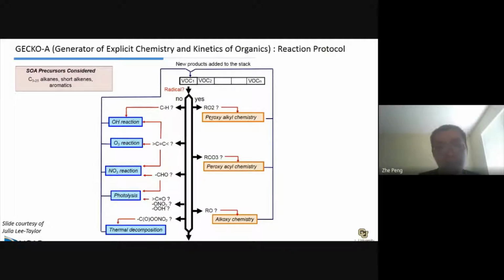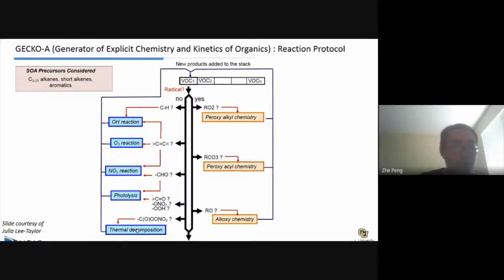The radicals it can treat include alkyl peroxy radical, acyl peroxy, and alkoxy. For VOCs with a C-H bond, it considers OH reaction. With those with a C=C double bond, it considers ozonolysis and NO3 reaction. And those with a CHO group, it considers its NO3 reaction. And for other functional groups, GECKO considers their photolysis and thermal decompositions.